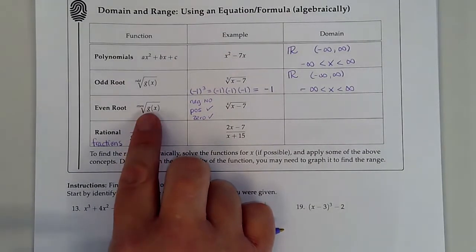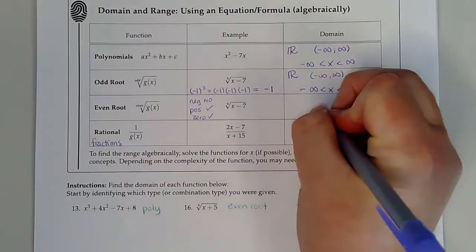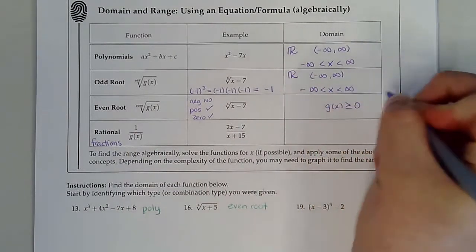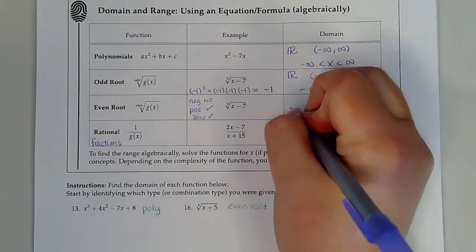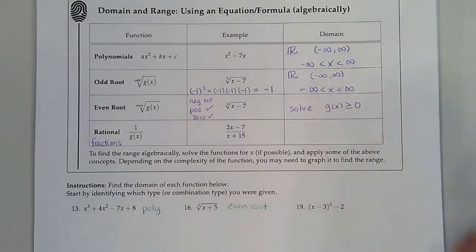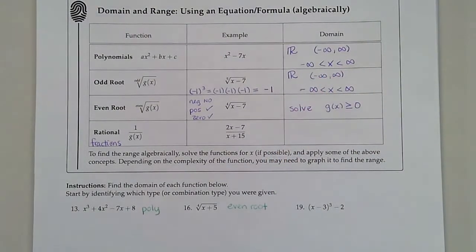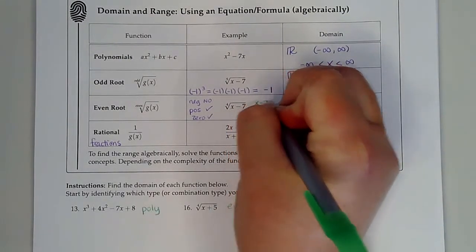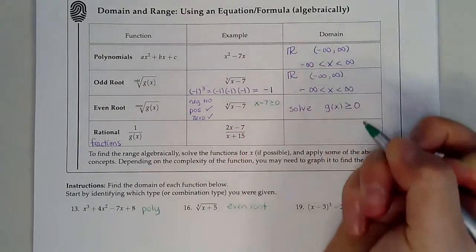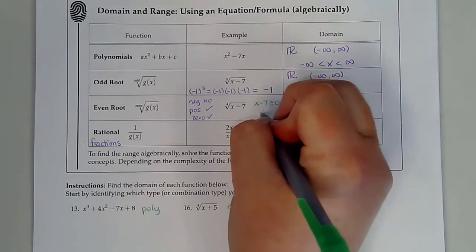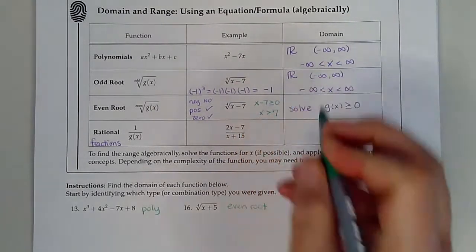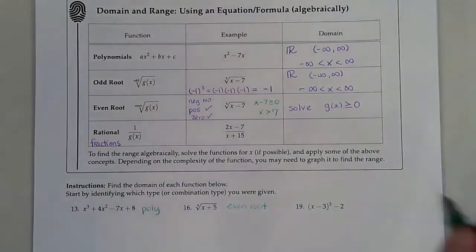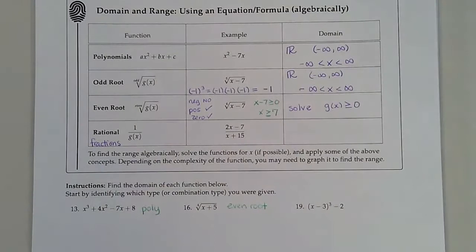And so the way that we find this domain is we're looking for where g of x is greater than or equal to 0. So it's either 0 or positive. And so we'll solve g of x greater than or equal to 0 to get our domain. So in this example, I'll take that x minus 7, say it's greater than or equal to 0. I can add 7 to both sides, and I get x is greater than or equal to 7 for my domain. So any value of x greater than or equal to 7.